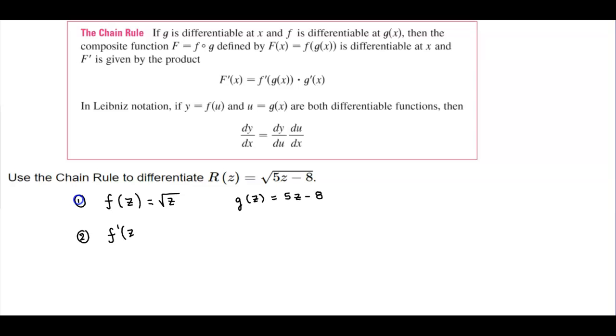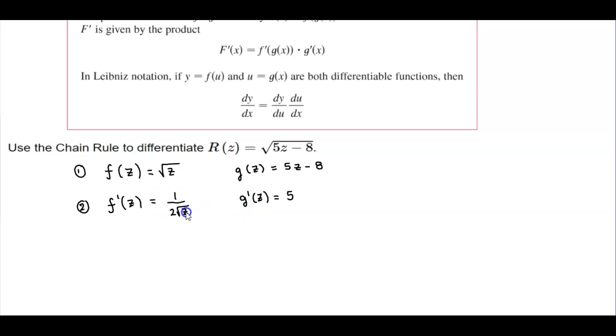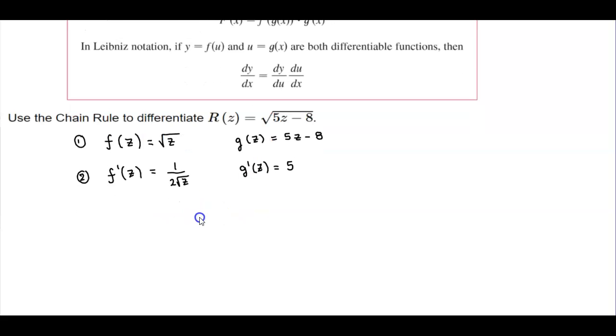Okay, so now we want to find, what is the derivative of f of z? Well, we know that whenever we found the derivative of the square root of z, we end up getting 1 over 2 times the square root of z. And then if we want to find the derivative of g of z, well, the derivative of 5z is 5, and the derivative of minus 8 is 0. So now we have our functions, and then we have the derivatives of our functions.